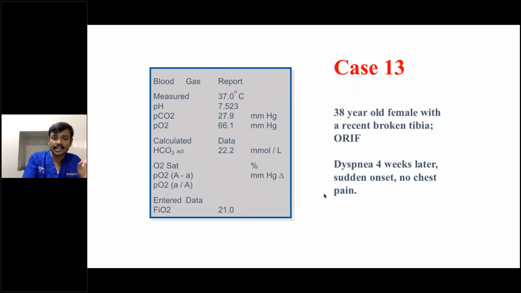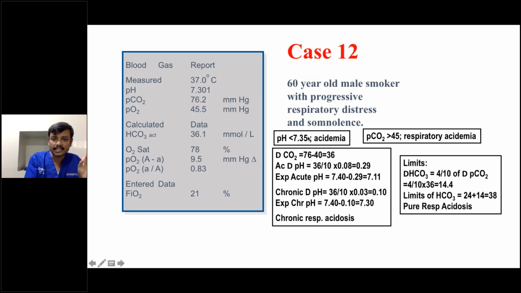In the second case, here it is a respiratory acidemia. I want to know whether it is acute or chronic. If it's acute, the expected change in pH is change in PCO2 divided by 10 into 0.08. Change in PCO2 is 76 minus the normal 40, so 36. 36 divided by 10 into 0.08 becomes 0.29. So pH should be subtracted from 7.40 because it is acidosis, and it comes around 7.11. If it were acute respiratory acidosis, pH should be 7.11, but it's 7.30. So it is not acute, it is chronic.